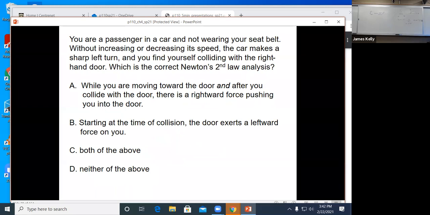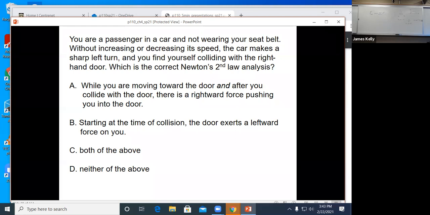Okay, if you watched the videos on this over the weekend, then this gave it away, but let's just try this voting question here. There's always some amount of discussion, at least when people haven't heard this before. You're a passenger in a car not wearing your seatbelt. We've all experienced this before, except you probably always wear your seatbelt now, hopefully. Without increasing or decreasing speed, the car makes a sharp left turn and you find yourself colliding with the right-hand door, right? If someone yanks the car to the left, you find yourself thrown to the door over there.